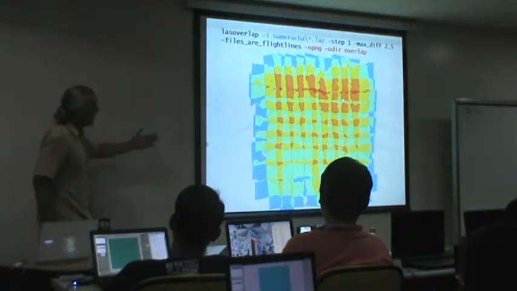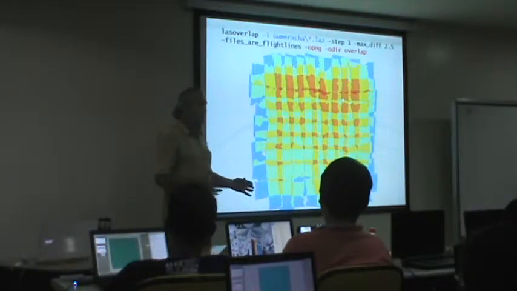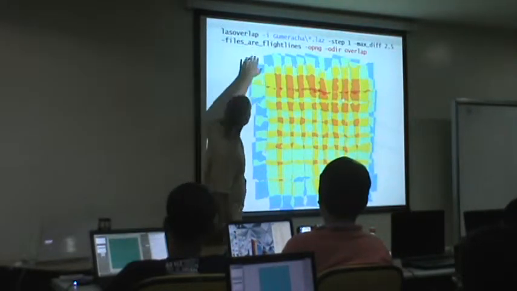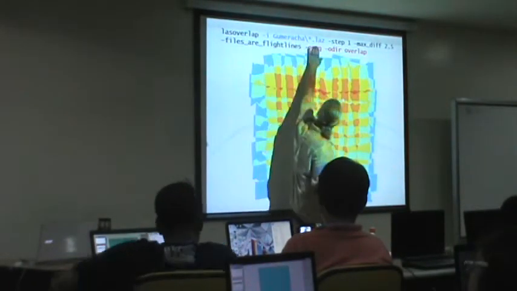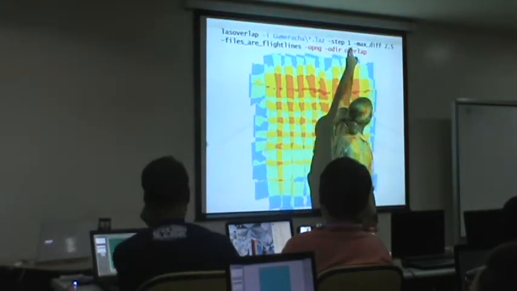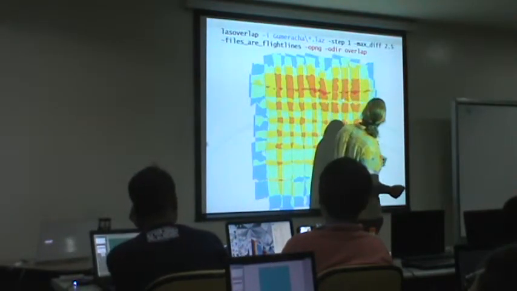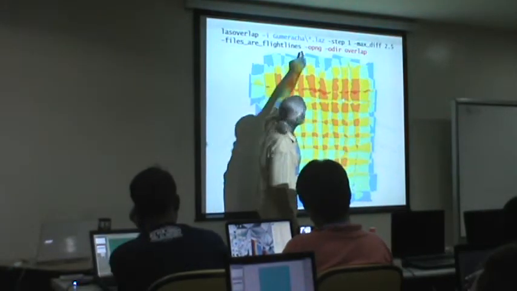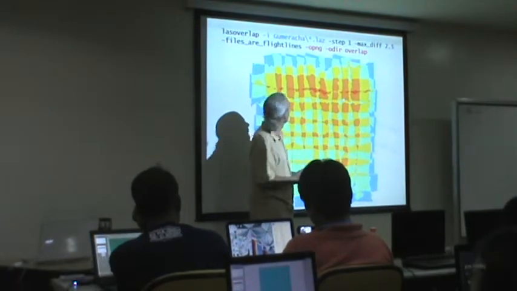And then there's a tool to actually check for this overlap. Do I have enough overlap between my flight lines? That tool is called, well, lasoverlap. Again, I input all these flight lines. Now I make it more detailed. I make a snapshot of 1 meter. I tell the tool my files are flight lines, so each file is a separate flight line.